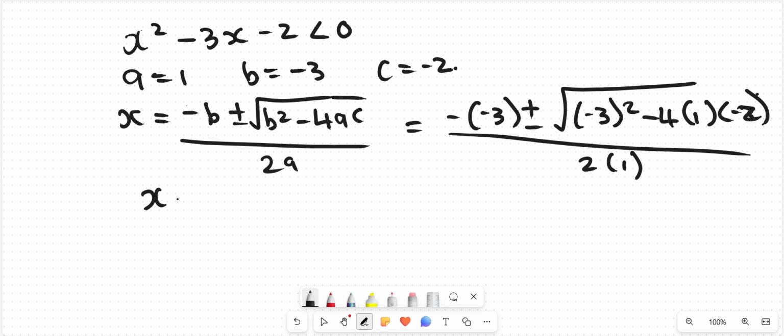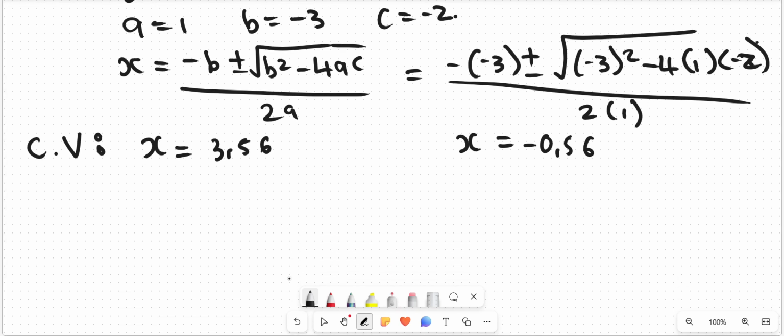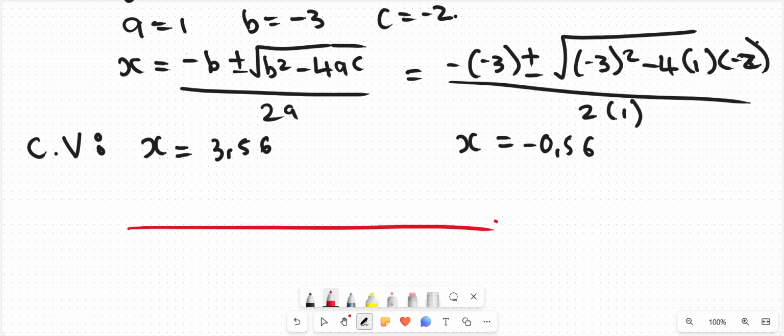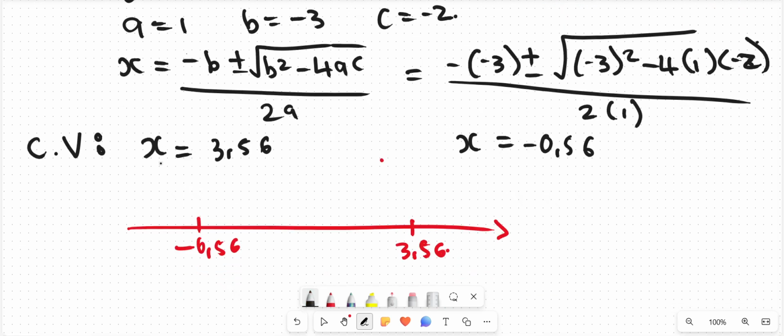If I plug this into my calculator, I get these values here. I get 3.56. These are my critical values. And the other one is x equals negative 0.56. So we've gotten our critical values. What we need to do is plot it. Negative 0.56 would be there, and 3.56 would be there. How does our graph look? It's a positive A, so it's going to be pointing upwards. Smiley face.